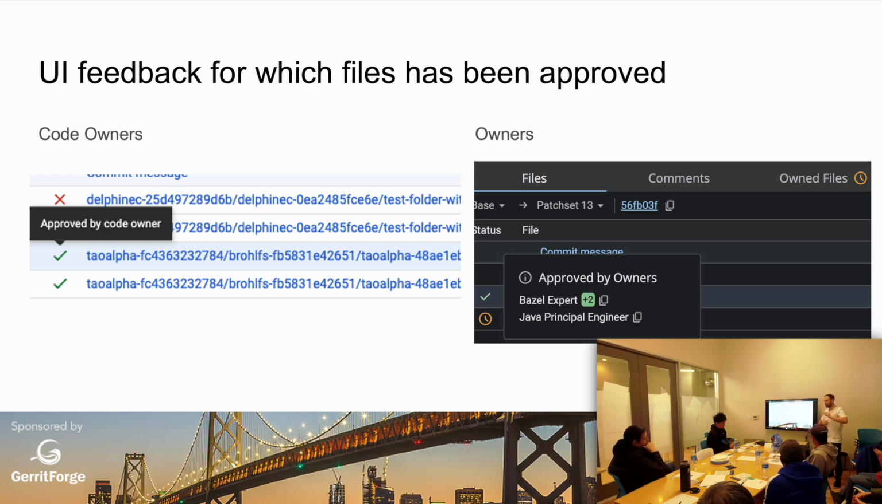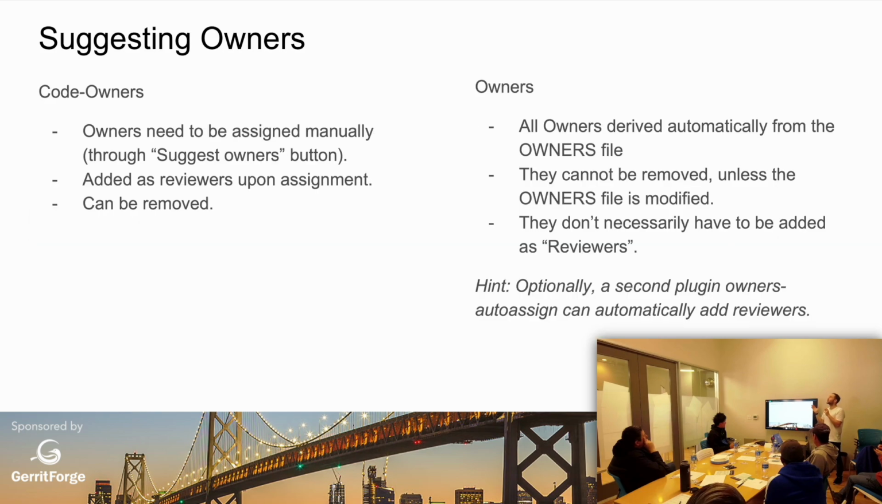And now we get to an interesting part. As I mentioned, the reviewers are not necessarily the owners, and the owners don't necessarily appear in the reviewers section. This is true for the owners plugin. The code owners plugin works by allowing you to suggest the owners. A suggest owners button will appear, and it will add them to the reviewers. And then if you want to remove them, you just remove them. The reviewers are added as soon as you click on that button.